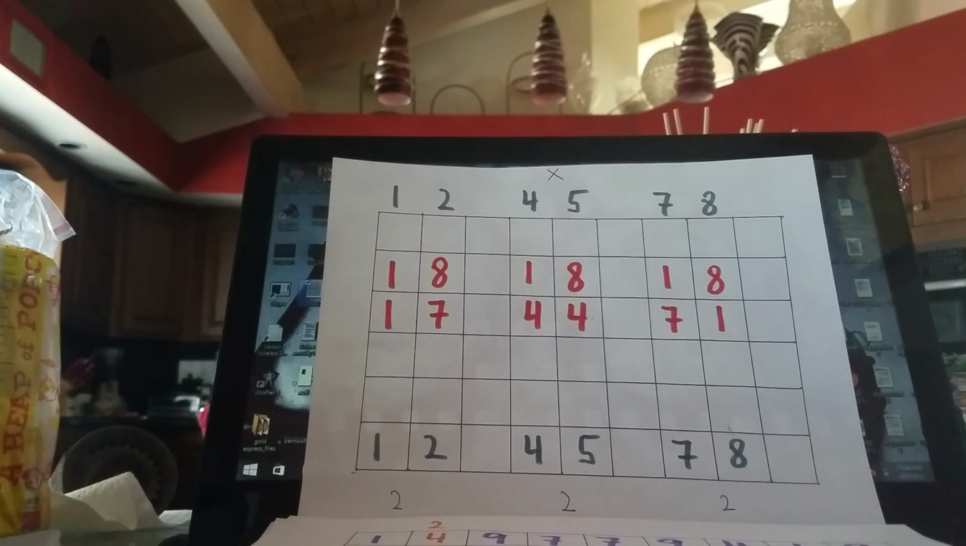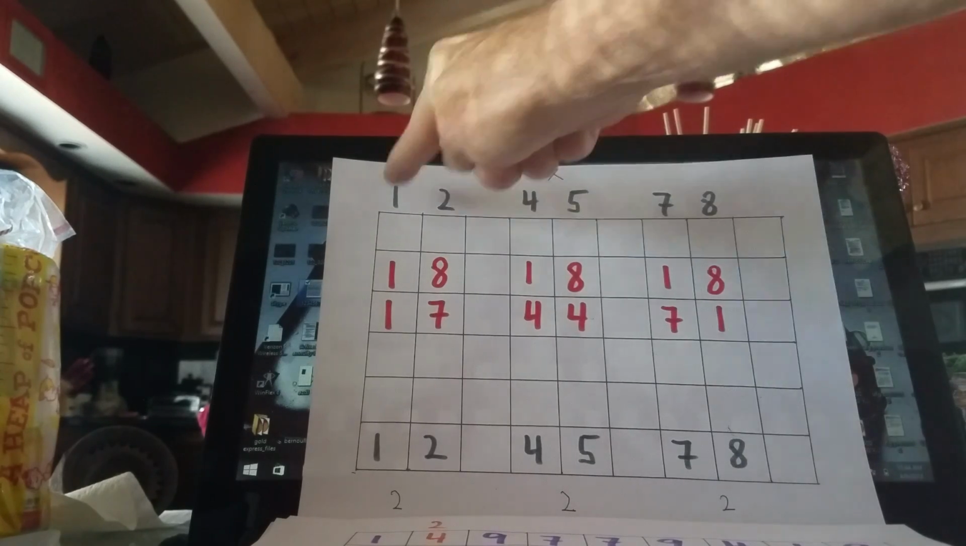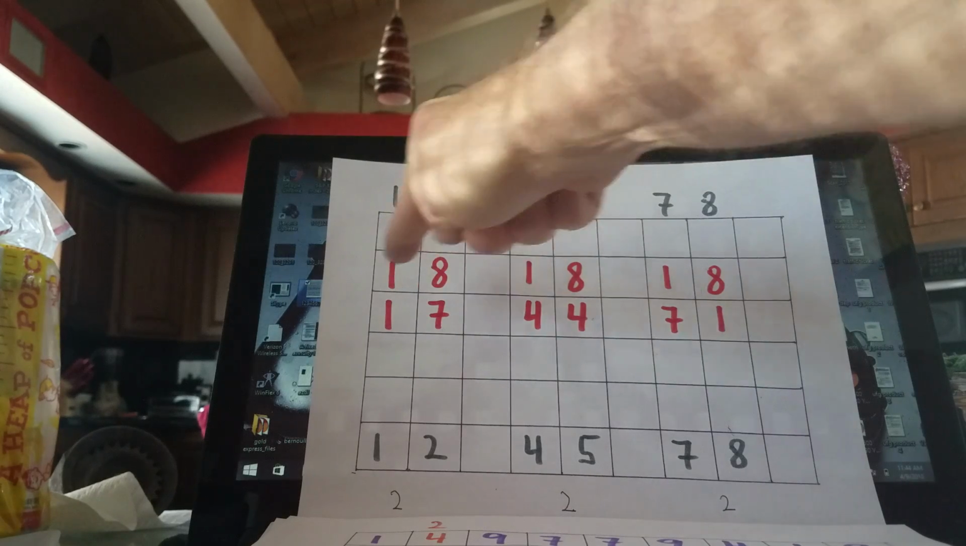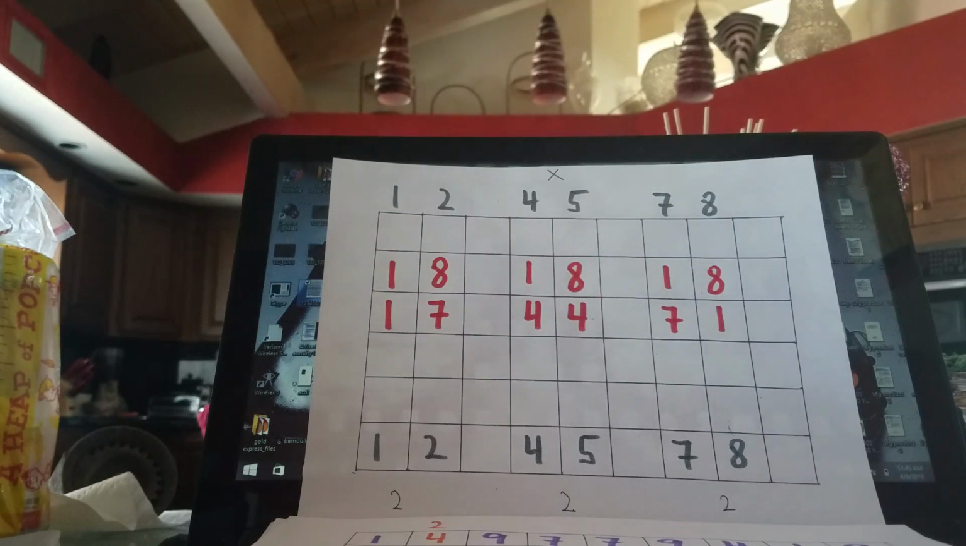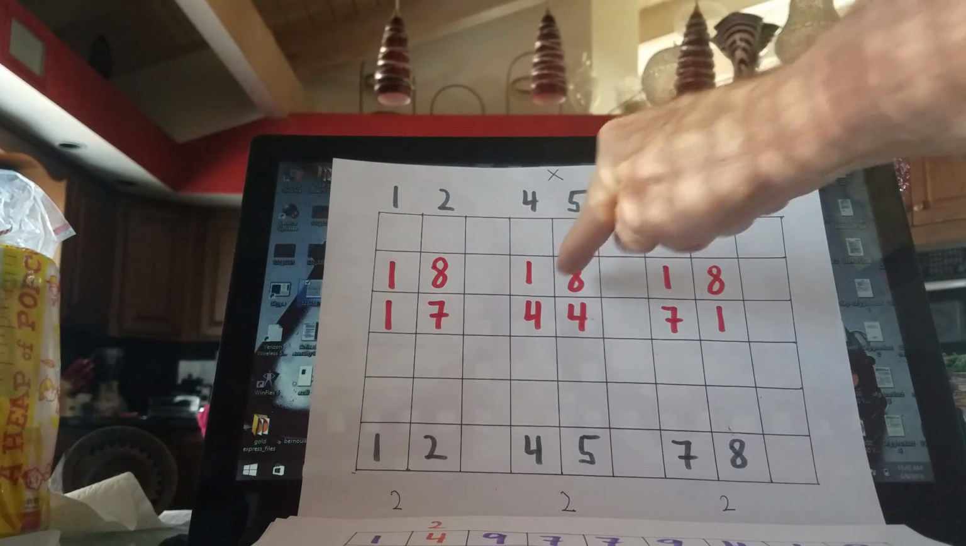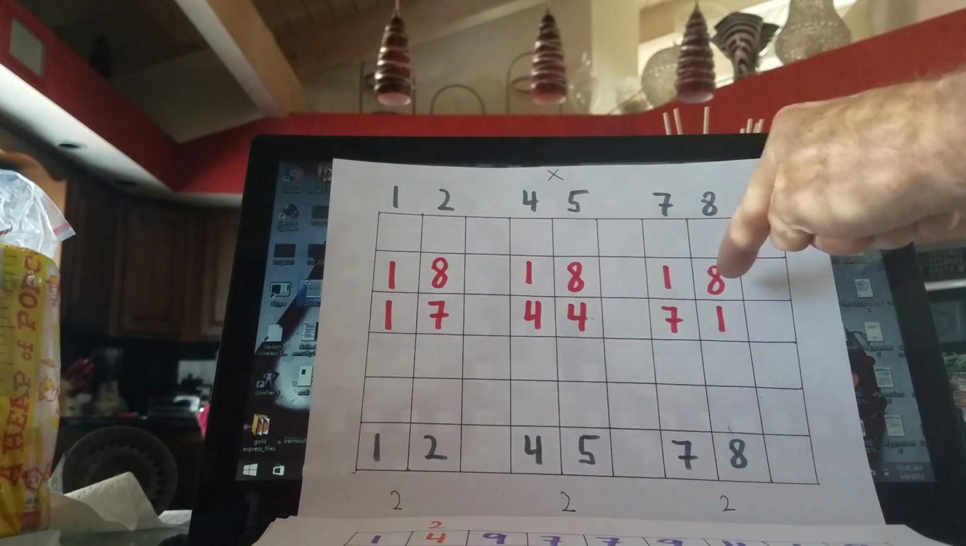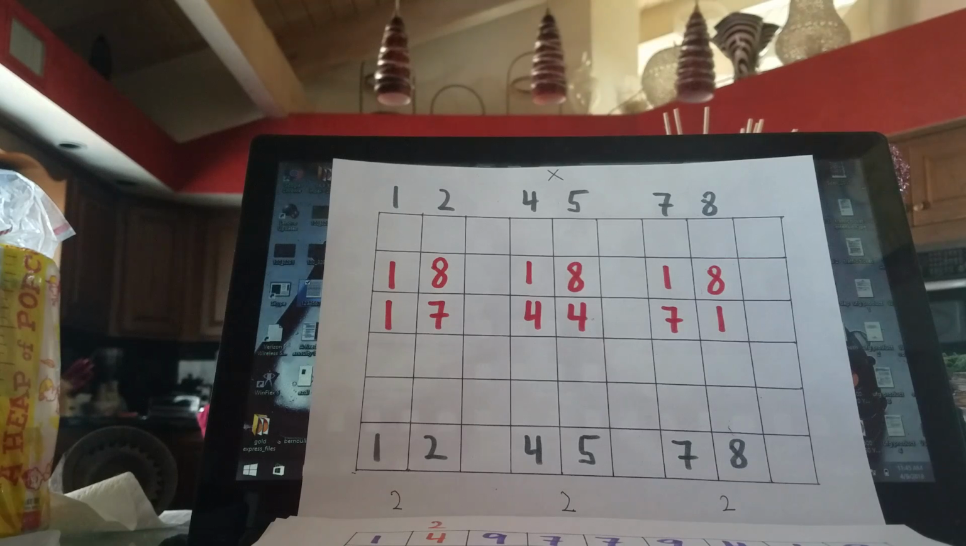So what do we have here? Well, what we have is 1 times 2, and 1 times 2 is 2. So 1 times 8 times 1 times 7 is 2, because it's 56. And 5 and 6 is 11, and 11 is 1 plus 1 equals 2, which is the same as 1 times 8 times 4 times 4, which is the same as 1 times 8 times 7 times 1.